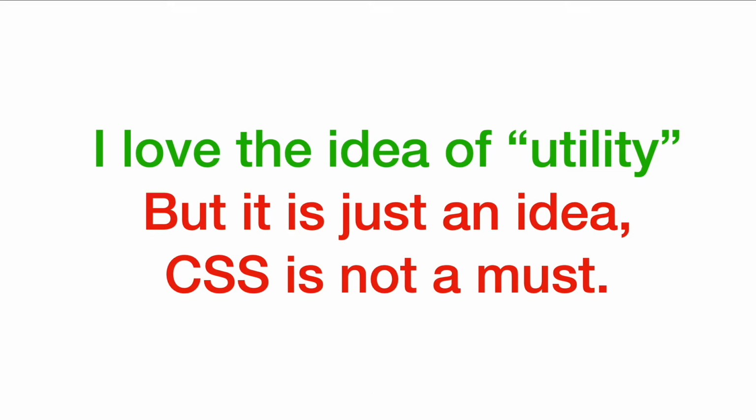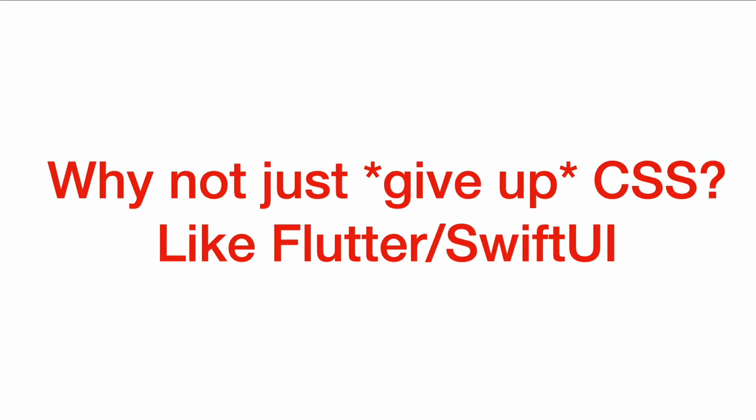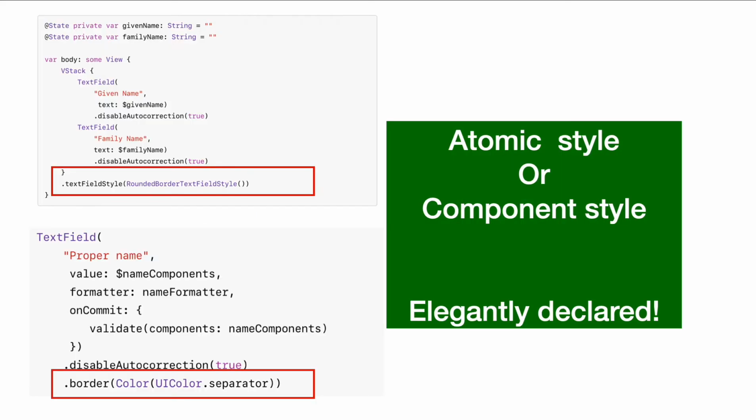By CSS, I mean we could just define the styles inline without the cascading, without the C part, without declaring the class name, I would say. So what I mean is, why not just give up CSS like Flutter and SwiftUI are doing? Let's take a look at the code from SwiftUI. Actually, Flutter looks pretty similar.